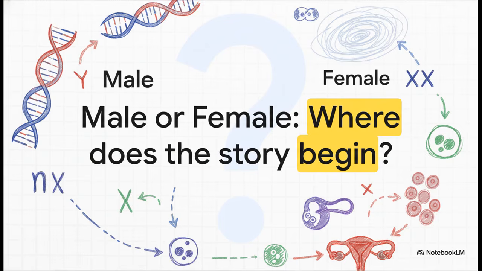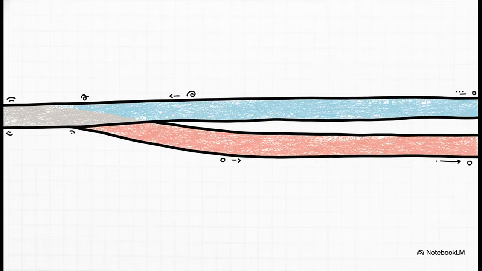So let's just start with the biggest question right off the bat. When we talk about developing male or female anatomy, where does that story actually begin? I mean, do we start with a male blueprint and a female blueprint right from day one? Well, the answer is pretty mind-blowing. It turns out, for every single one of us, no matter the outcome, the journey begins in the exact same place. We all start with the exact same set of initial structures. For the first few weeks, you literally can't tell the difference.